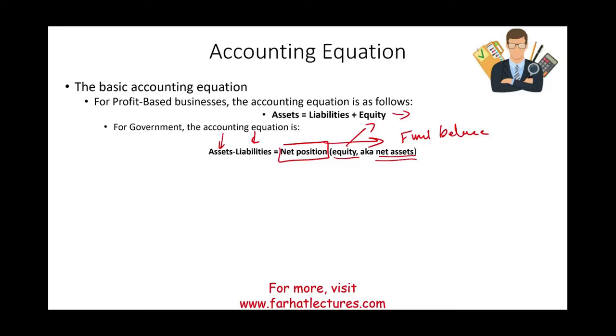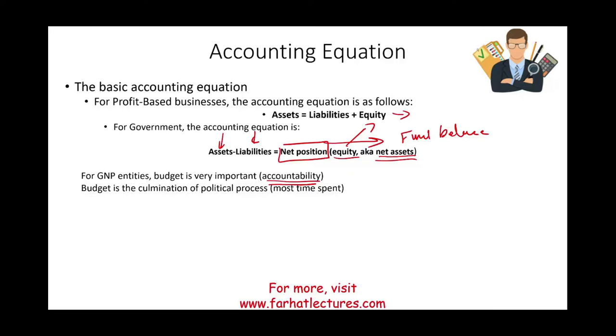Now, bear in mind, for government and not-for-profit, let's talk a little bit about accounting, just to emphasize the difference. The budget is a very important component of their accounting system. Why? Because the sole purpose of government, we're going to see later, the final objective of financial reporting, is accountability. The government is there to provide goods and services. Your job as a citizen is to hold the government accountable. Therefore, when they produce financial statements, they want to show you the accountability of things. So the budget is the culmination of the political process.